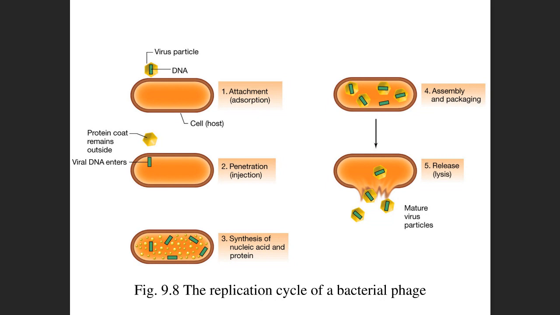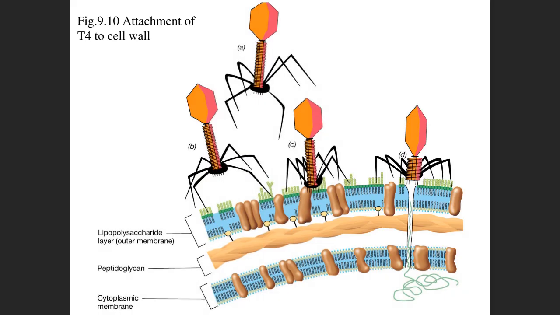We're going to talk about the individual stages more closely. In terms of attachment, the T4 virus uses the tail fiber to attach to the bacterial surface. Now you recognize whether this is a gram-positive or gram-negative bacterium, as drawn here.